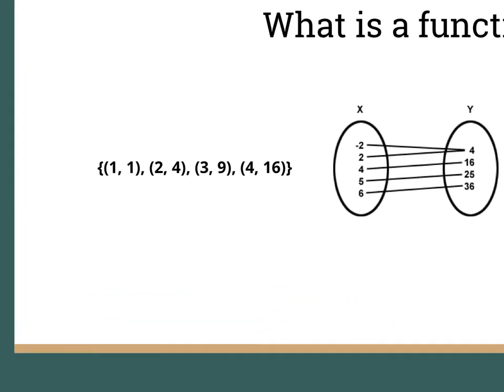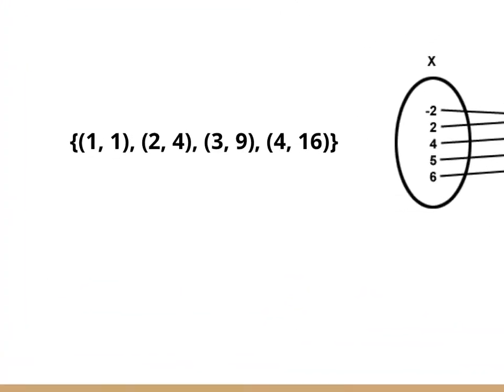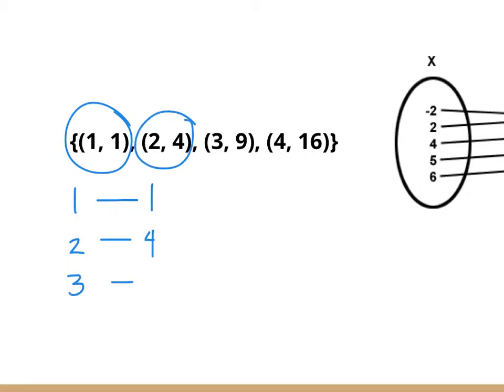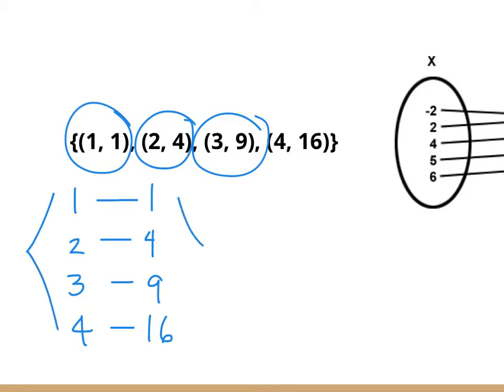Now let's consider the second set. If we focus our attention on the set of ordered pairs, we can see that 1 is paired to 1, for (1, 1), 2 is paired to 4, for (2, 4), 3 is paired to 9, for (3, 9), and 4 is paired to 16. If we take a look at every x, each of them is only paired to a single value in y. Therefore, this relation is an example of a function.